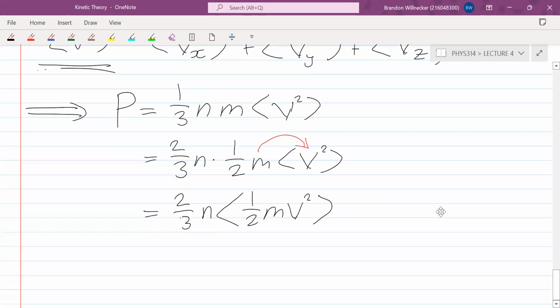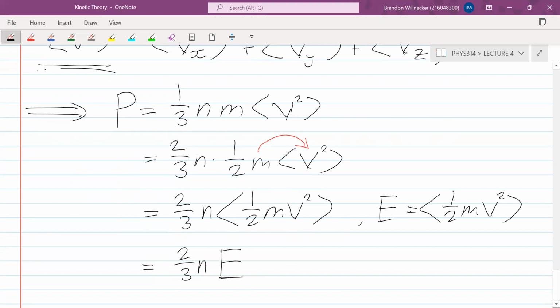Now this quantity in the angle brackets, we can call that the kinetic energy. So let's say that is going to be E, E for the kinetic energy. So we can say the average kinetic energy, or the expectation of the kinetic energy, is equal to the angle brackets 1/2 m v squared, like so. So we can write this as 2/3 times n times E. Okay, now we're almost done.